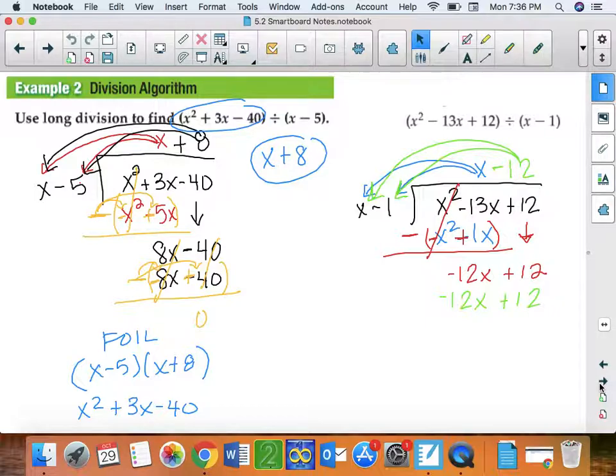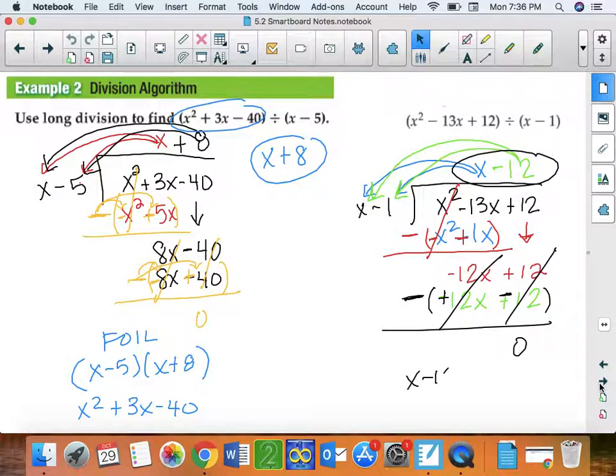And then I am subtracting that quantity off. So when I distribute it through, that's going to change those signs. So my 12x's cancel and my 12's cancel, and I'm left with a remainder of 0. So my answer is x minus 12. And again, we could check that by saying x minus 12 times x minus 1 should equal this trinomial here, x squared minus 13x plus 12. That is long division.